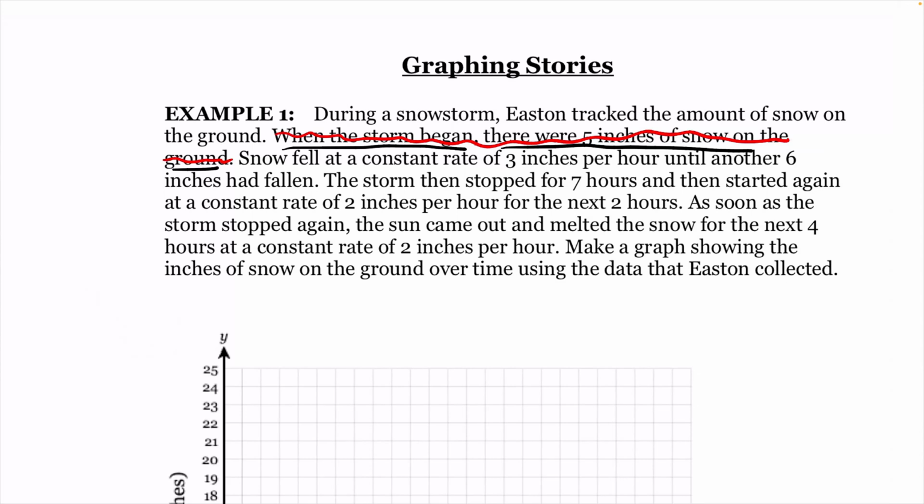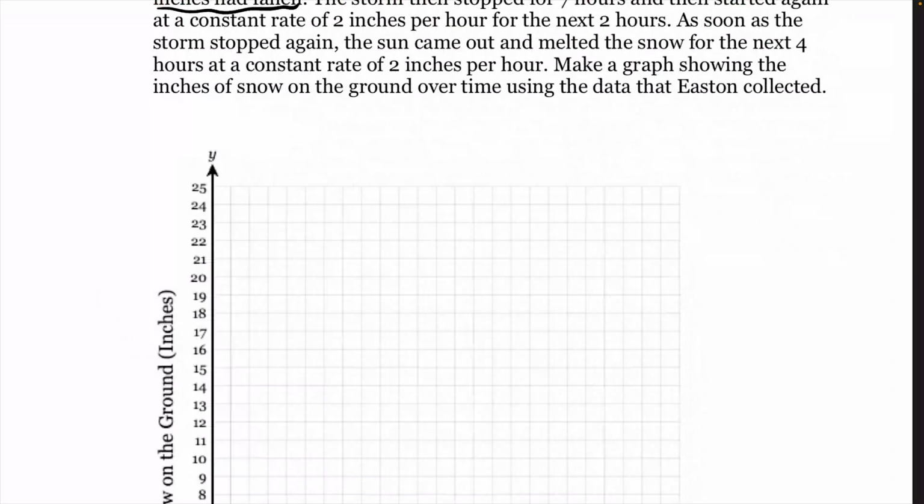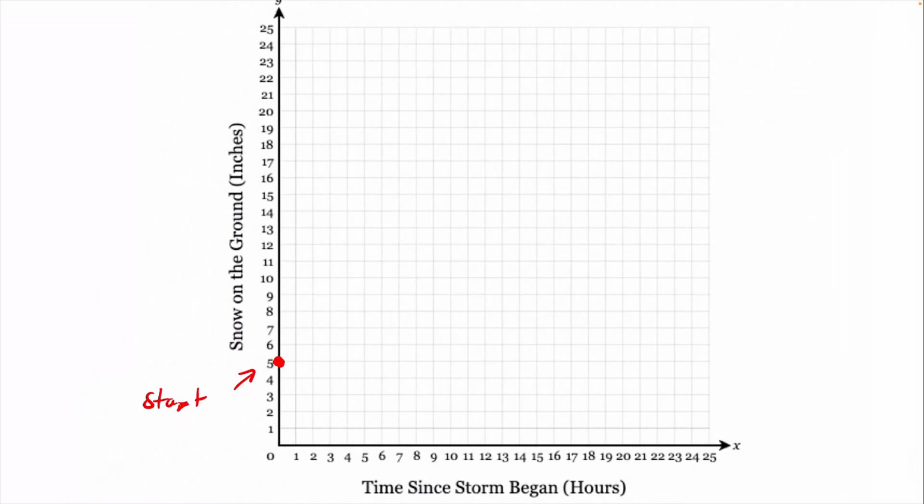When snow falls, does the snow on the ground go up or down? Up. We're going to get more snow, at a rate of 3 inches per hour. And we're going to do that until we get another 6 inches. So how many inches do we have now? We have 5 inches right now. If another 6 inches fall, how much is going to be on the ground then? 11, right? So we're going to get up to 11.